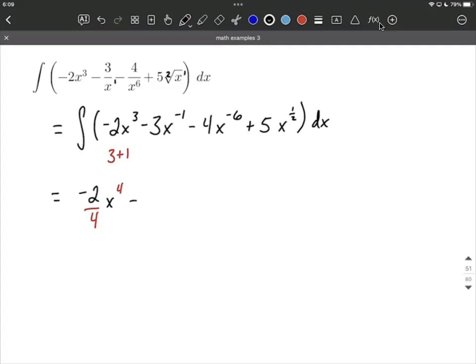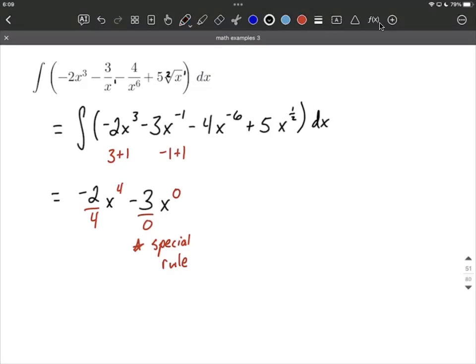We'll bring along the minus 3. We want to have an x, but now let's think about what our new exponent has to be. It's going to be negative 1. We add 1 to that, and we're going to get 0 for our new exponent. But then we also have to divide by that new exponent. So at this point, bells and whistles should be going off. We're not allowed to divide by 0. So let's put a pin in this. This is going to be a special rule. We'll come back to that in just a second.